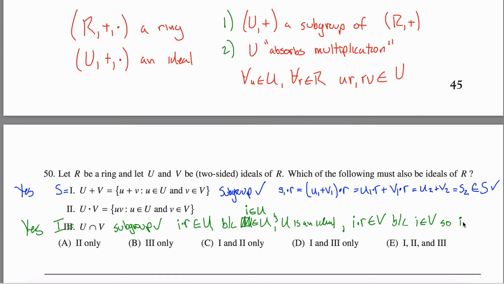So I times R is in the intersection of U and V. If it's in U and it's in V, it's in the intersection, and the intersection is defined to be capital I. So what I just showed is that capital I absorbs multiplication. So I can put another check mark here, and I got another yes here. So I know 1 is true and 3 is true, so that ain't my answer. That ain't my answer. I'm down to either D or E.